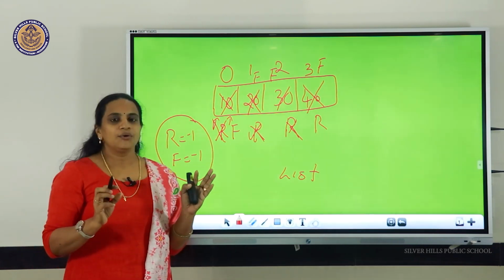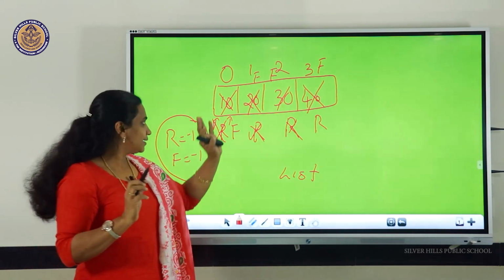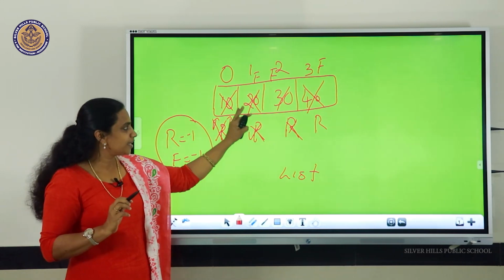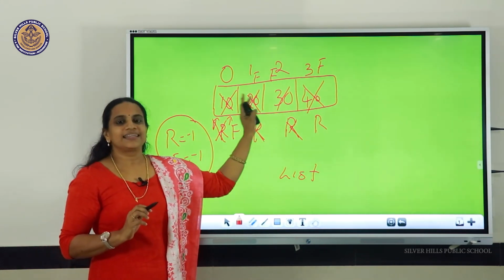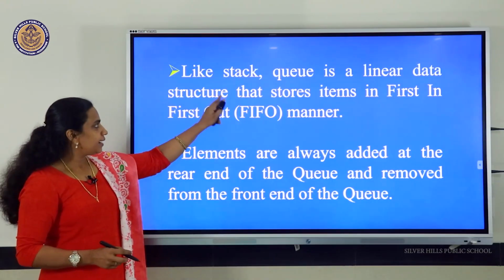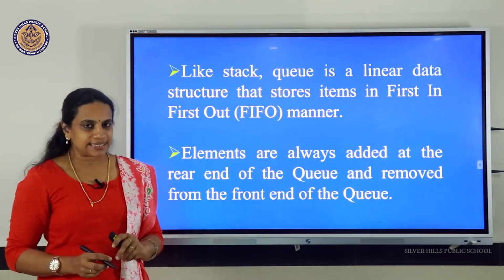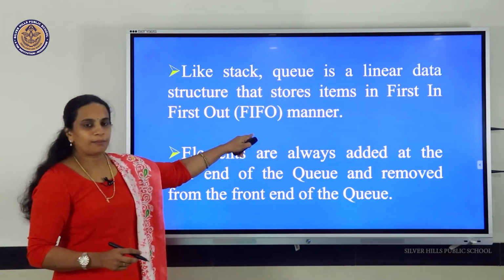That means now when you suppose that you are trying to display any of the element in the queue, it will cause an underflow situation. That means there is nothing in the queue. Like a stack, queue is also a linear data structure that follows FIFO manner.